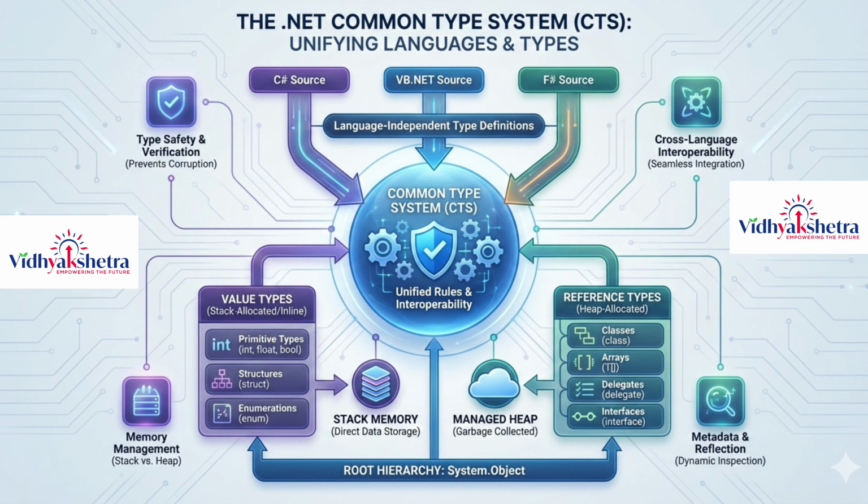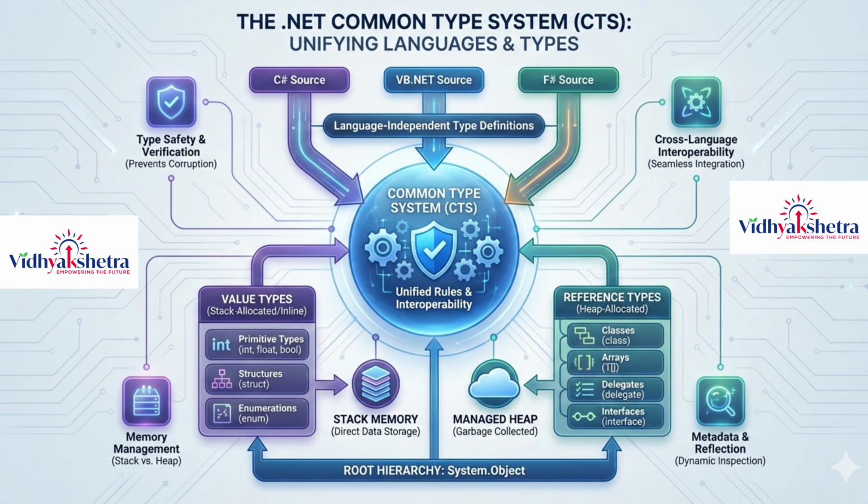CTS also defines how types relate to one another. It supports inheritance, polymorphism, and interface implementation. All types in .NET ultimately derive from a single base type, System.Object. This is a core rule enforced by CTS. Because of this, every type in .NET inherits common methods such as toString, equals, getHashCode, and getType. This universal inheritance simplifies runtime behavior and enables consistent object handling.